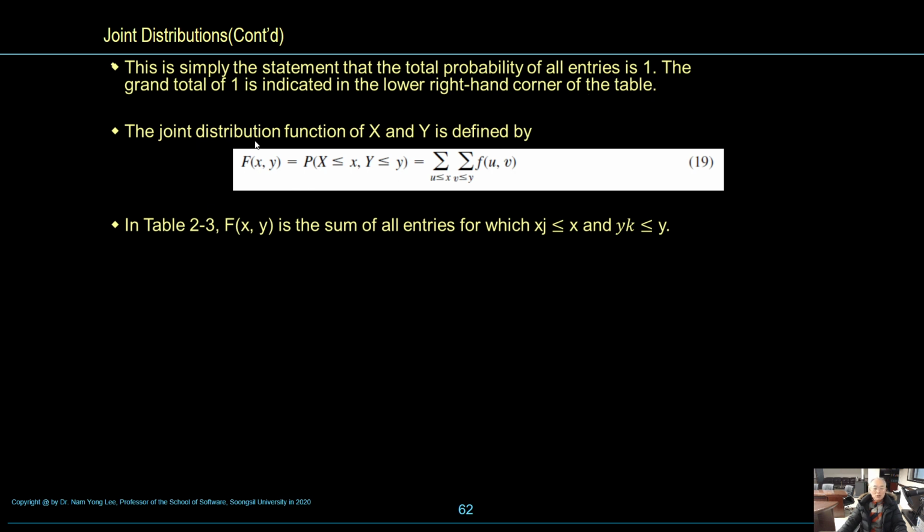The joint distribution function of X and Y is defined by the formula 19. In table 2-3, F(x, y) is the sum of all entries for which xj is less than or equal to x and yk is less than or equal to y.